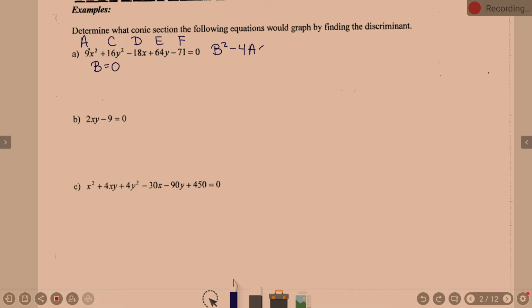B squared minus 4ac. B is 0 squared minus 4 times 9 times 16. Well, I could technically tell you the answer without doing all the math here. Because it's 0 squared, and we're subtracting 4 times 9 times 16, so I know my answer is going to be a negative. Officially, this is 0 minus 576, which is negative 576, which is less than 0 and a negative.